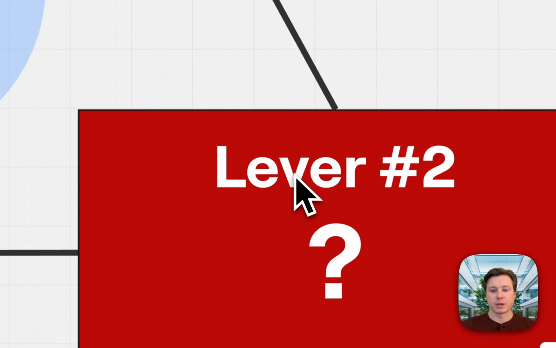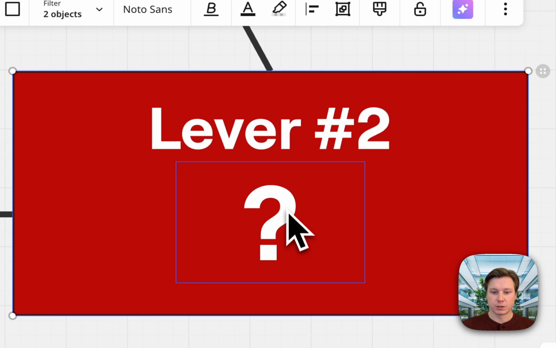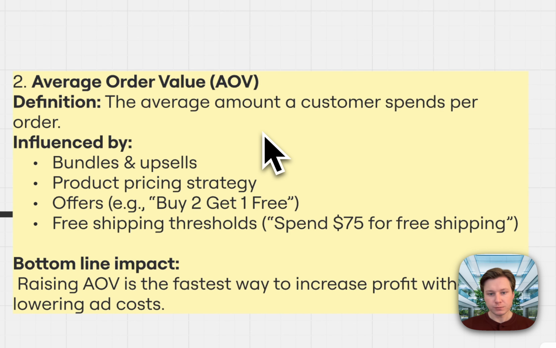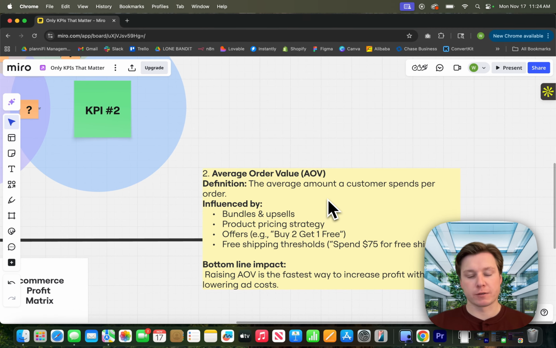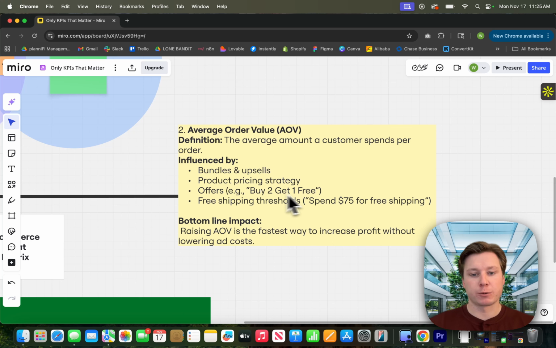Now the next one, KPI 2, let's see what this is going to be. We're going to unveil this. KPI 2 is AOV, average order value. This one is surprisingly not talked about as much as I feel like it should be. Obviously, most people understand what AOV is: it's how much a customer pays on average for one order. It's influenced by bundles and upsells, product pricing strategy, and offers like buy one get one and free shipping thresholds. The bottom line impact is that raising AOV is the fastest way to increase profit without lowering ad costs.